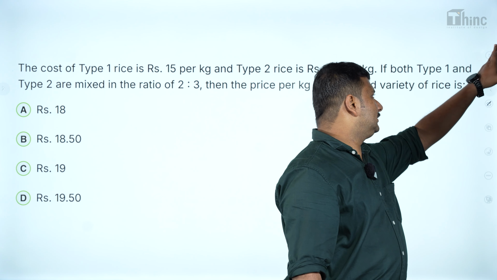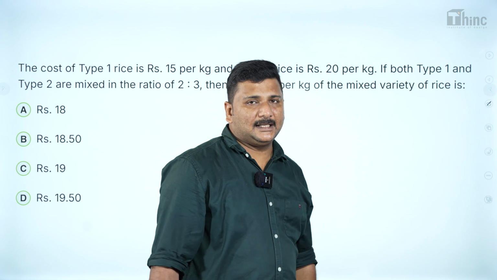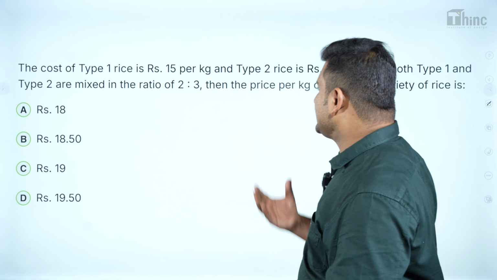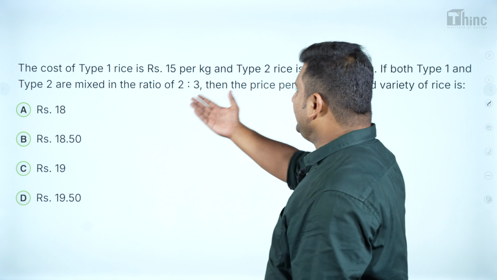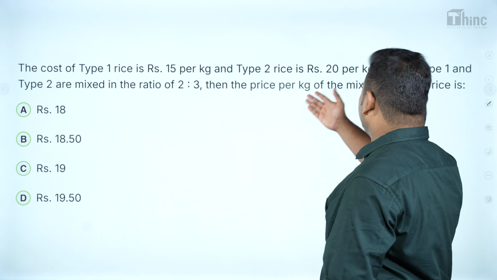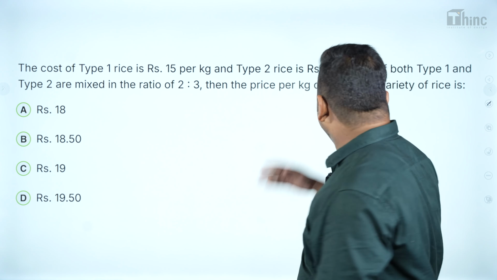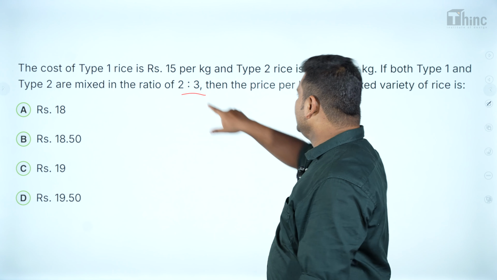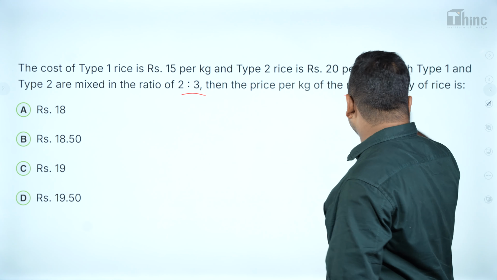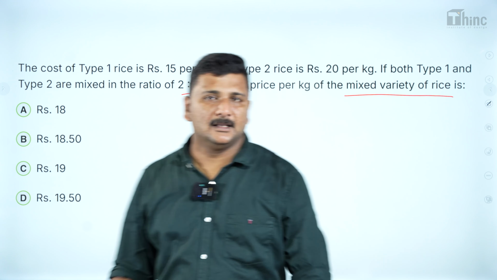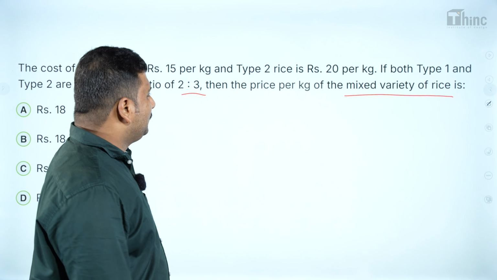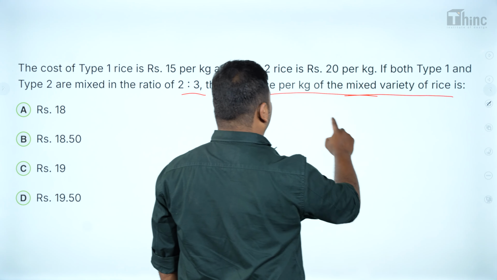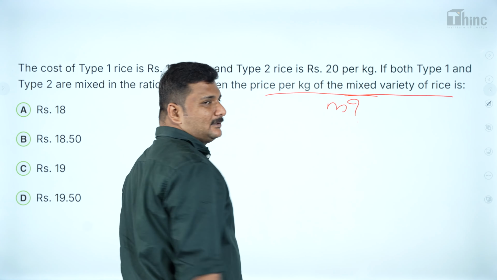Now let's proceed further. So let's look at this question. So what is this question saying? The total cost of type 1 rice is 15 per kg and type 2 rice is 20 per kg. If both the type 1 and type 2 are mixed together in the ratio of 2:3, then the price per kg of the mixed variety of the rice is the question. So, okay, what we need to find is the price per kg of the mixed variety. So, M value is what they're asking, right?